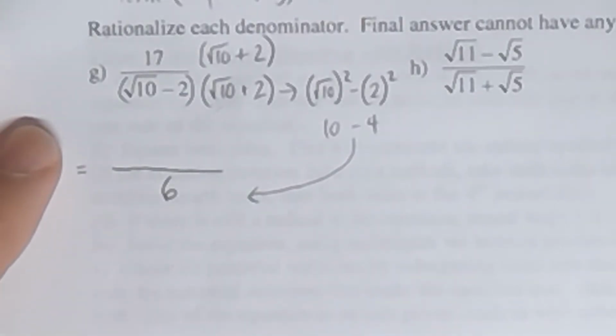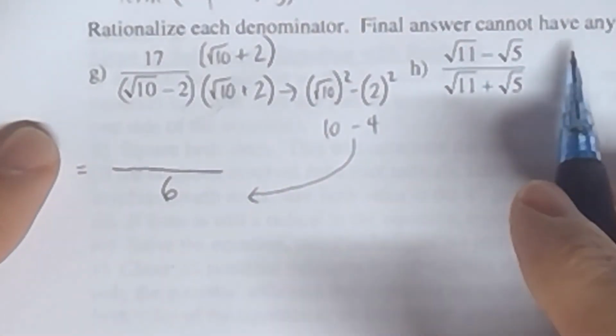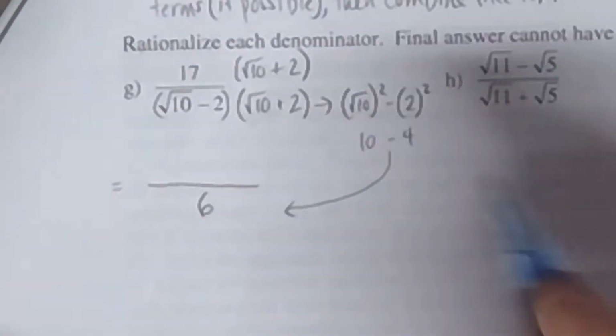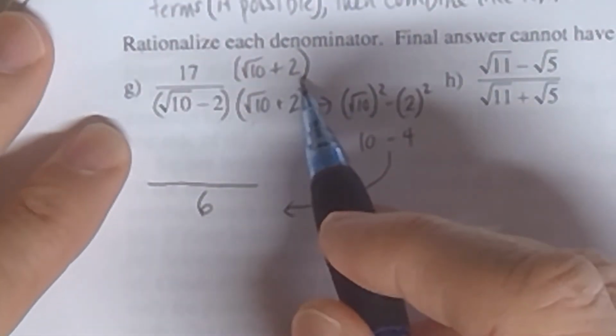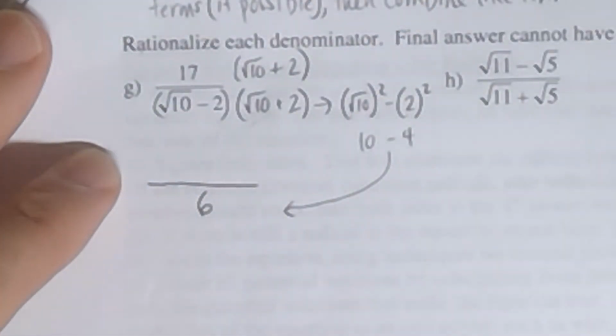Now on the top, they do want us to multiply out the numerators. That's why it says the final answer cannot have any brackets in your numerator. When you've got a term times a bracket, for example, they want you to distribute that out so there won't be any brackets there anymore.